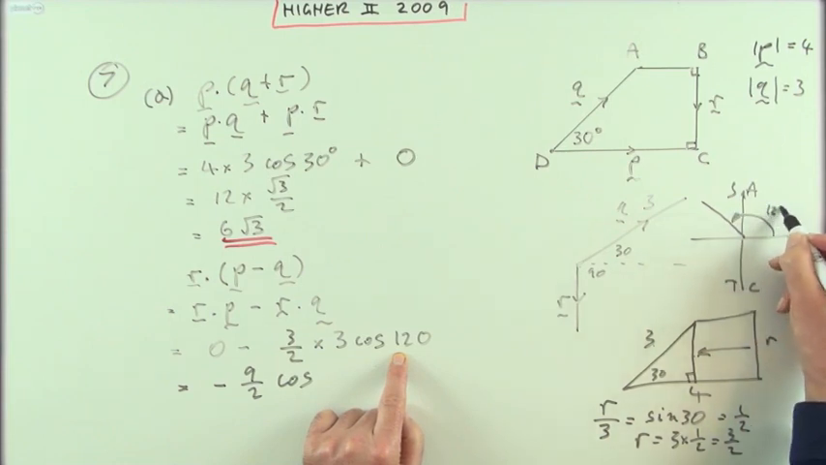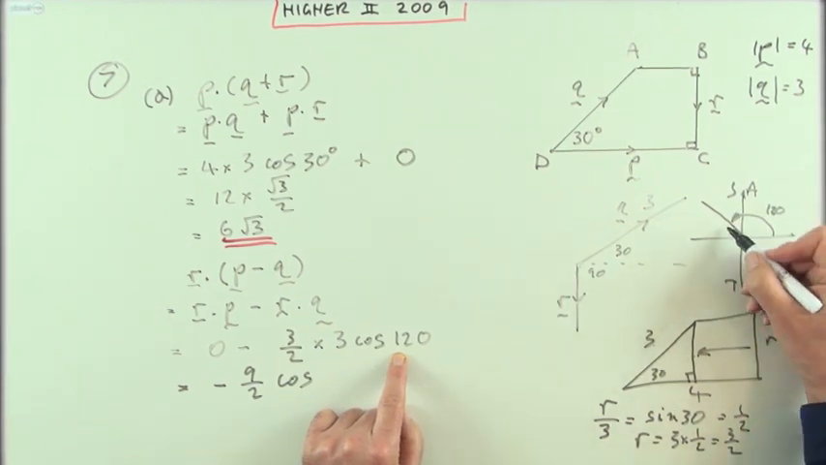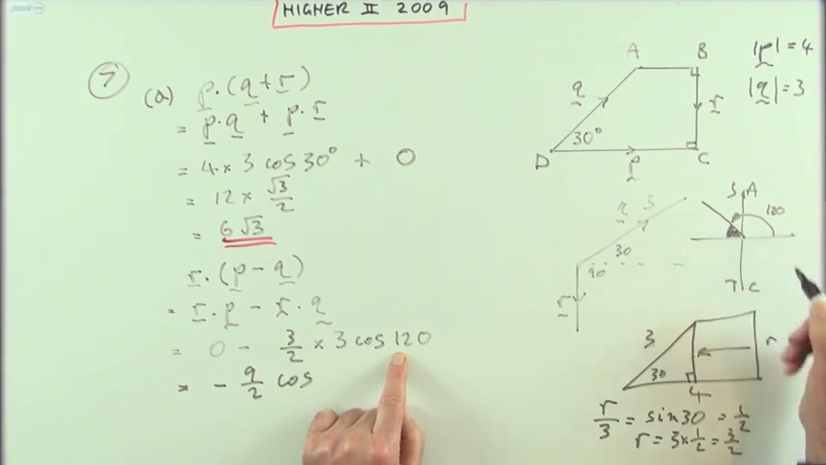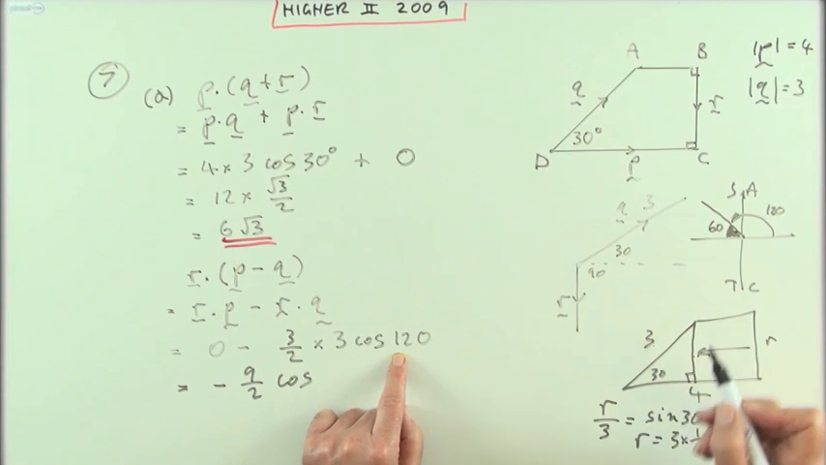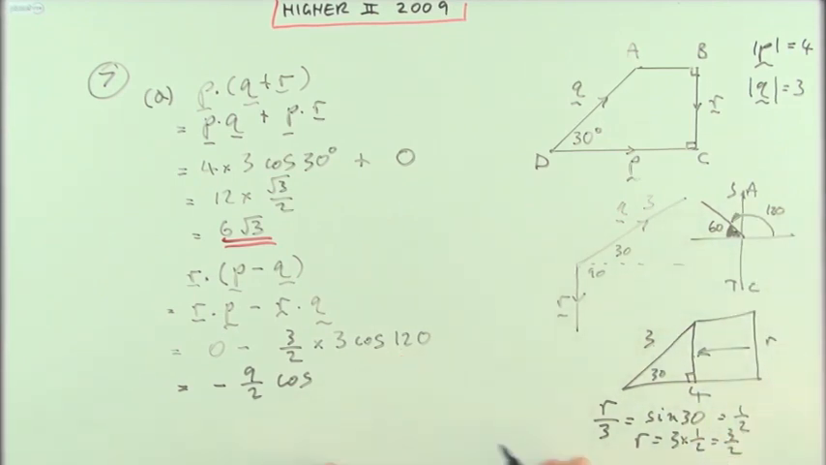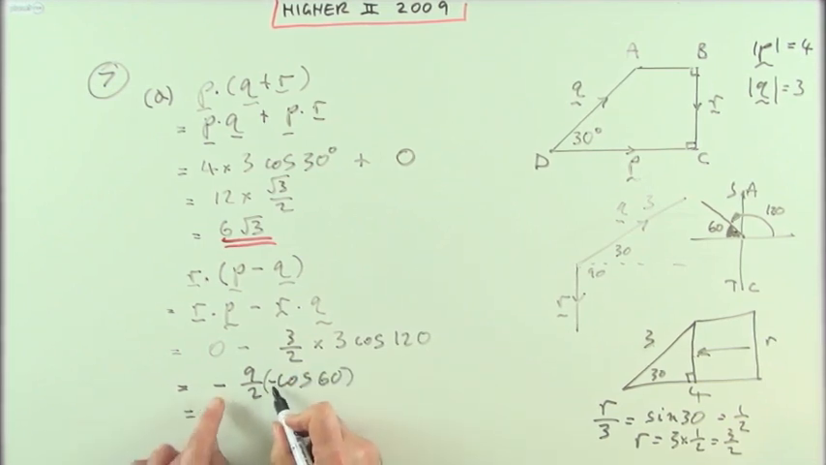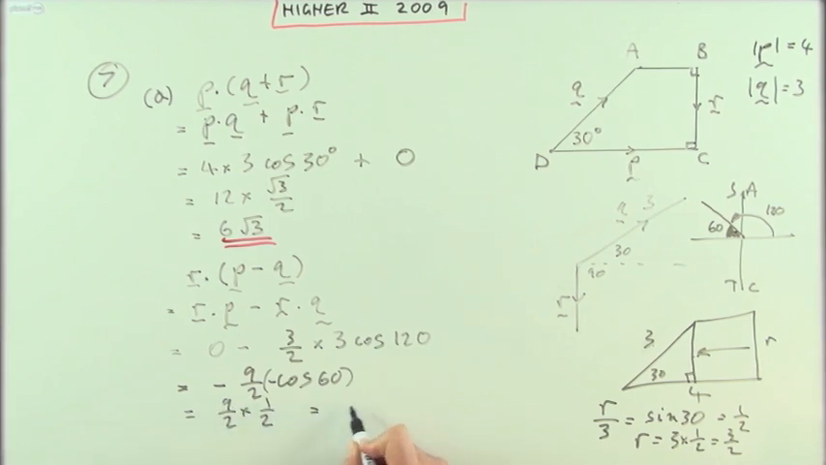That's 120 degrees. So the effective angle is this acute one to the horizontal, which will just be 60. The cosine, however, is negative there, so it's going to be the negative of the cosine of 60. So negative cos 60, making this answer positive now. So the cos of 60 is a half, so it's going to be the same as 9 upon 2 times a half, which is 9 upon 4.